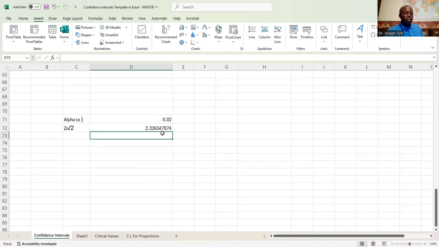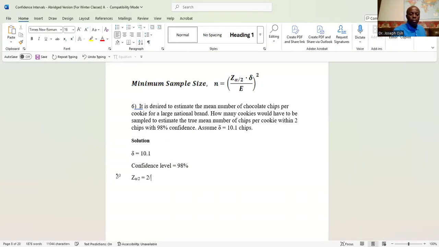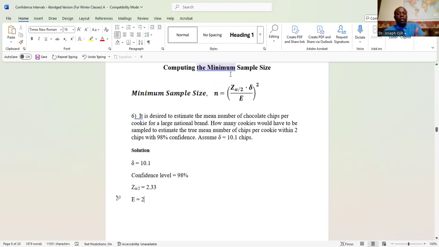2.33. So I'll make it 2 decimal places. 2.33. So I'm going to take it to that place. 2.33. Then we'll say that, okay, we are given the confidence level. Then the error, we'll say that the error equals 2. We've done this, we can just plug it into this formula here and get our answer.